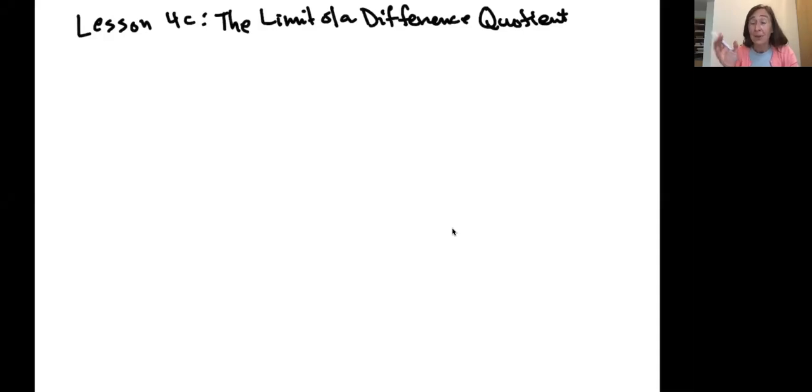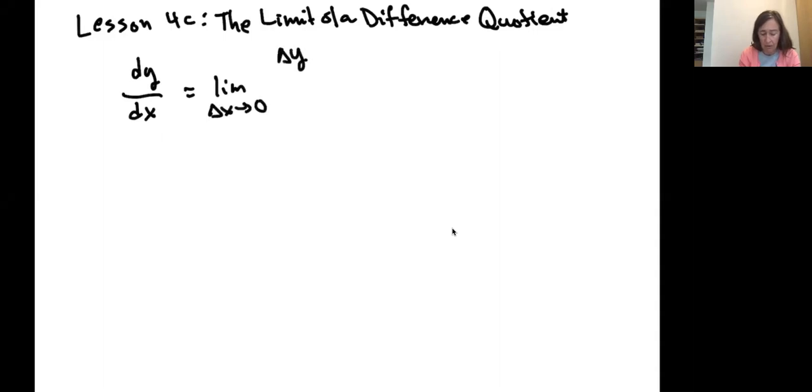Okay, so now at last we're ready to apply those rules of limits to a difference quotient. Okay, so that's what we're after. We want to find dy/dx. We want to find a derivative, the generalization of a slope that applies to nonlinear functions. We're going to do it by taking the limit as delta x goes to 0 of the difference quotient, rise over run, delta y over delta x.